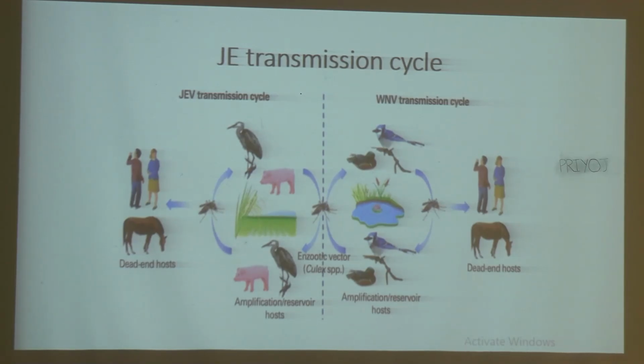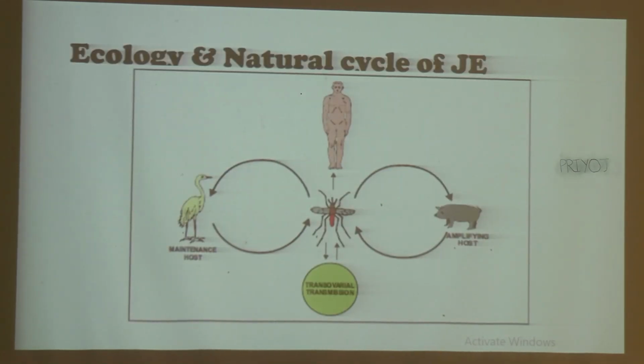JE transmission cycle, believe it or not, it came once in the FMC. Okay. The multiple ends were missing and arrows were distorted. You have to arrange. In the exam, this is the correct picture, sorry, same picture.